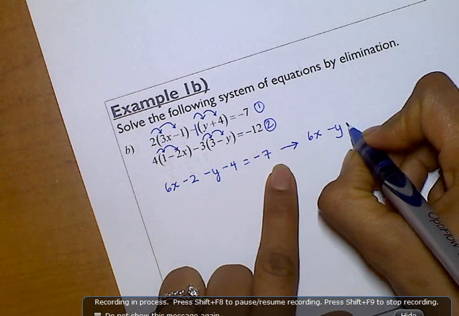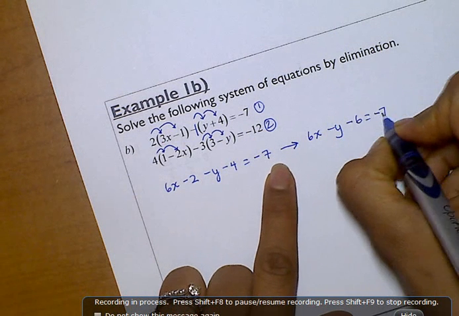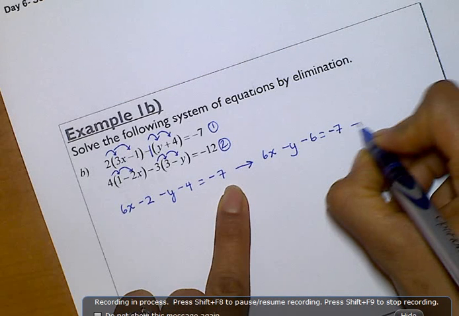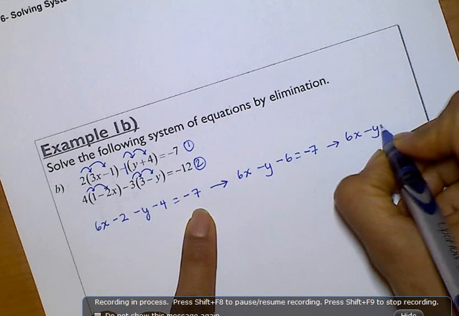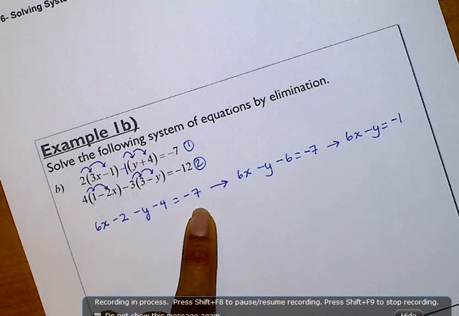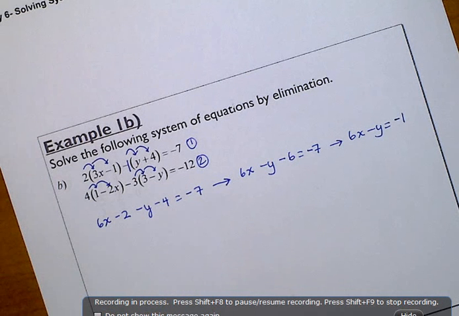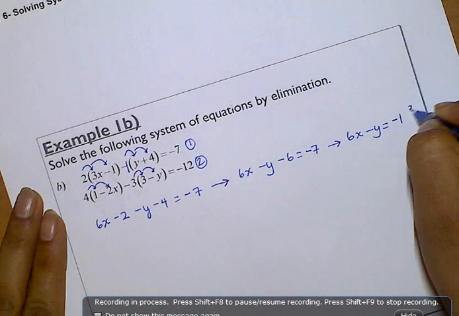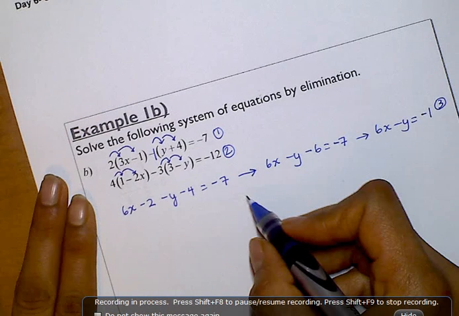That's the same thing with the second equation here. So 4 times 1 is 4. 4 times negative 2x is a negative 8x. Negative 3 times 3 is negative 9. Negative 3 times negative y is a positive 3y equals a negative 12.